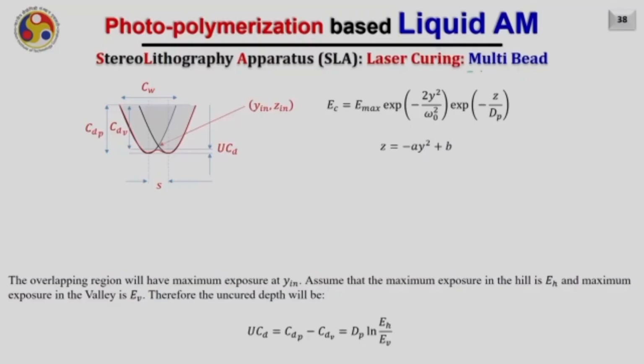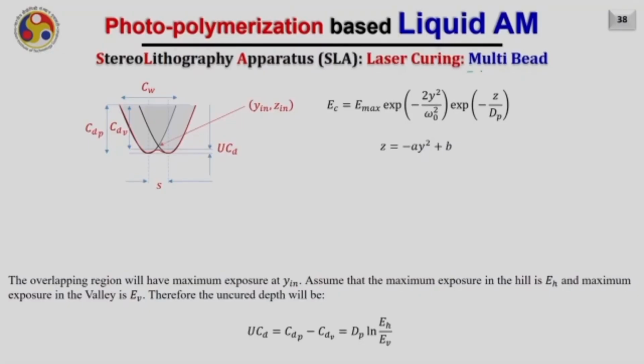So what we have learned from the single bead analysis so far is that for any new resin, we should be able to generate its working curve through the experiment, so that in future, if somebody wants to obtain the property of that particular resin, it can be easily obtained through the working curves.